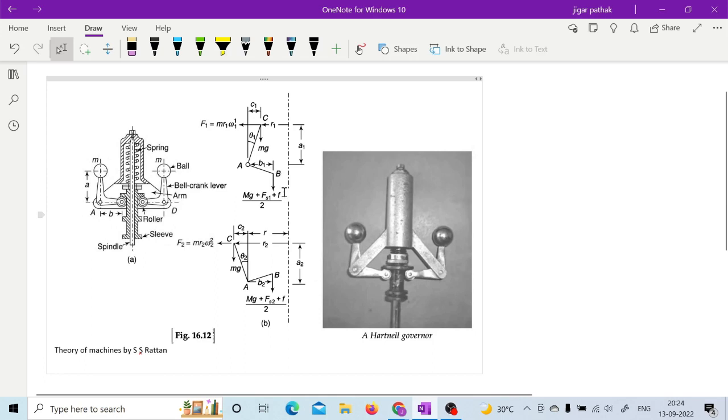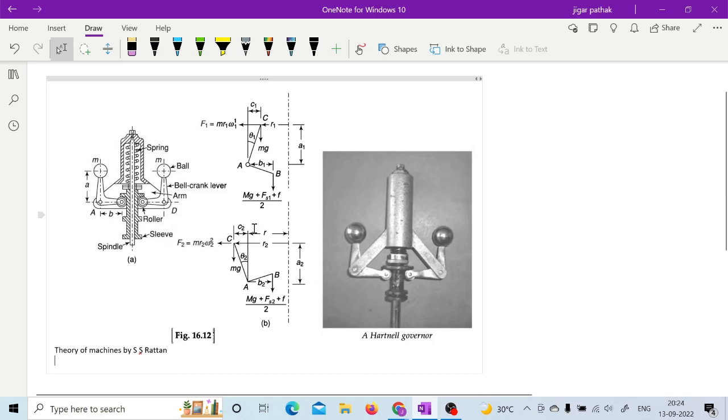So sleeve is moving upward, so that is why they have considered this frictional force as plus F, right? As you can see, the frictional force is considered as plus F. So if you see the different forces acting, right, then again there is the centrifugal force m r omega square, right, and this mg plus here Fs1 and Fs2 are the spring forces, right? So the spring force is added to mg plus f, which was there in that Porter governor.